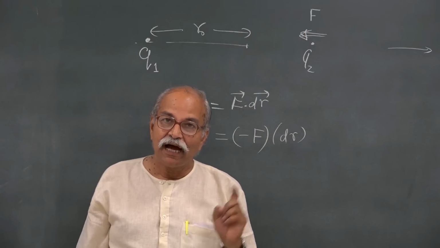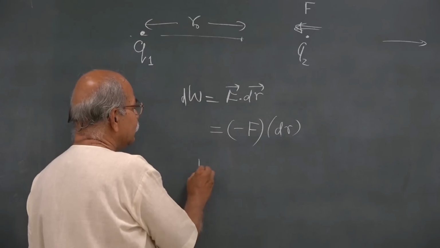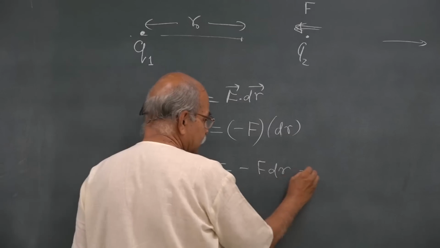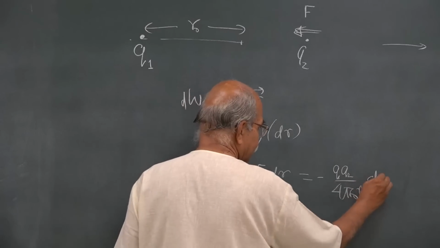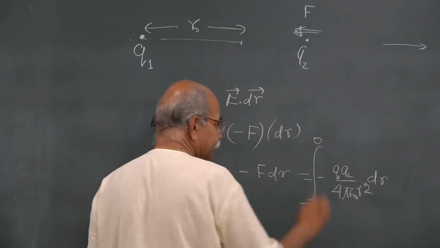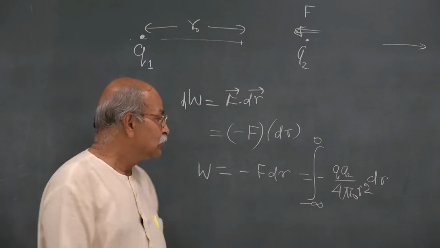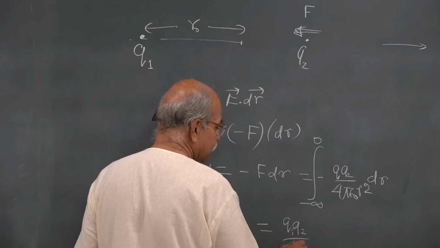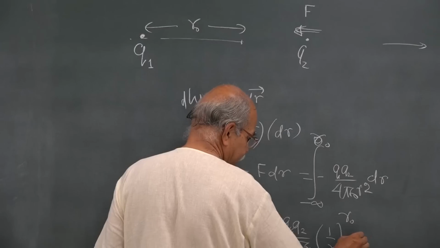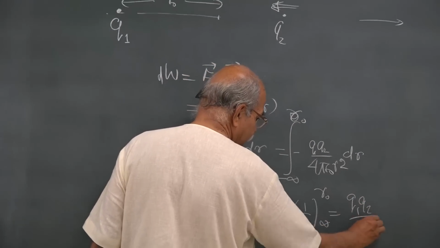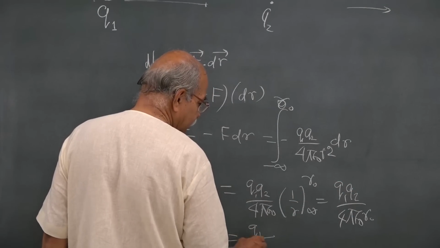We are doing that because after that we will do integration, remember. We will say that this is the small work, and the work is minus F dr, which is minus q1 q2 divided by 4 pi epsilon naught r square, this is the force, and then dr, and we will integrate this from infinity to r naught, using the integration formula. Integration of minus 1 by r square is 1 by r. So, it is q1 q2 over 4 pi epsilon naught, and then 1 by r, with the limits r naught and infinity, and that is q1 q2 by 4 pi epsilon naught r naught. Therefore, the potential, which is per unit charge, turns out to be q1 divided by 4 pi epsilon naught r naught.